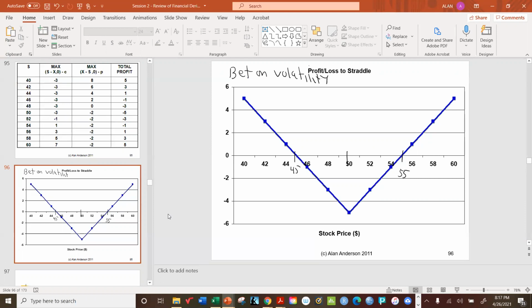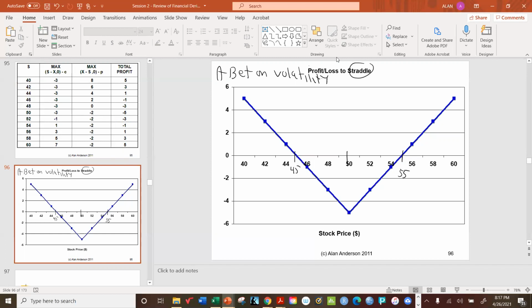So remember, with the butterfly spread, once you get up to a certain point, it flattens out, and that's our maximum profit. Here, we don't have that. We can make as much money as, I mean, if the stock price goes up to 100, we could really clean up. So this is our straddle. So this is a popular way of betting on volatility in the markets.